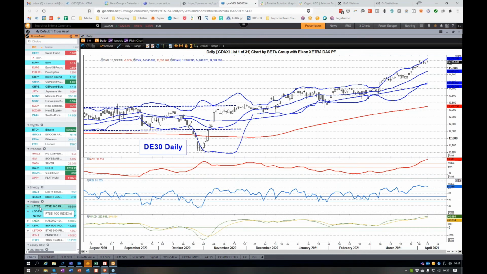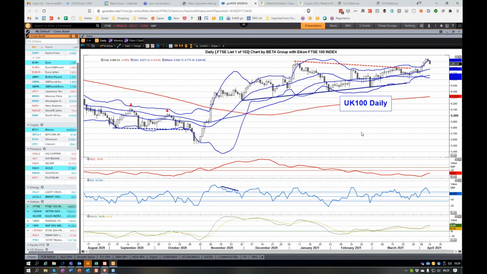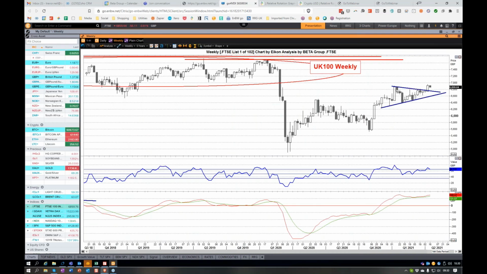FTSE, the UK 100. Look at the weekly here. So we had this triangle. We broke out of the triangle last week powerfully. I think it's a nice break. MACD always stayed bullish throughout the triangle. That's good. The RSI is basically constructive, but we are worried about this big wide cigar here, multi-year resistance that we're coming into. It really starts at 7,000, more or less where we are now.